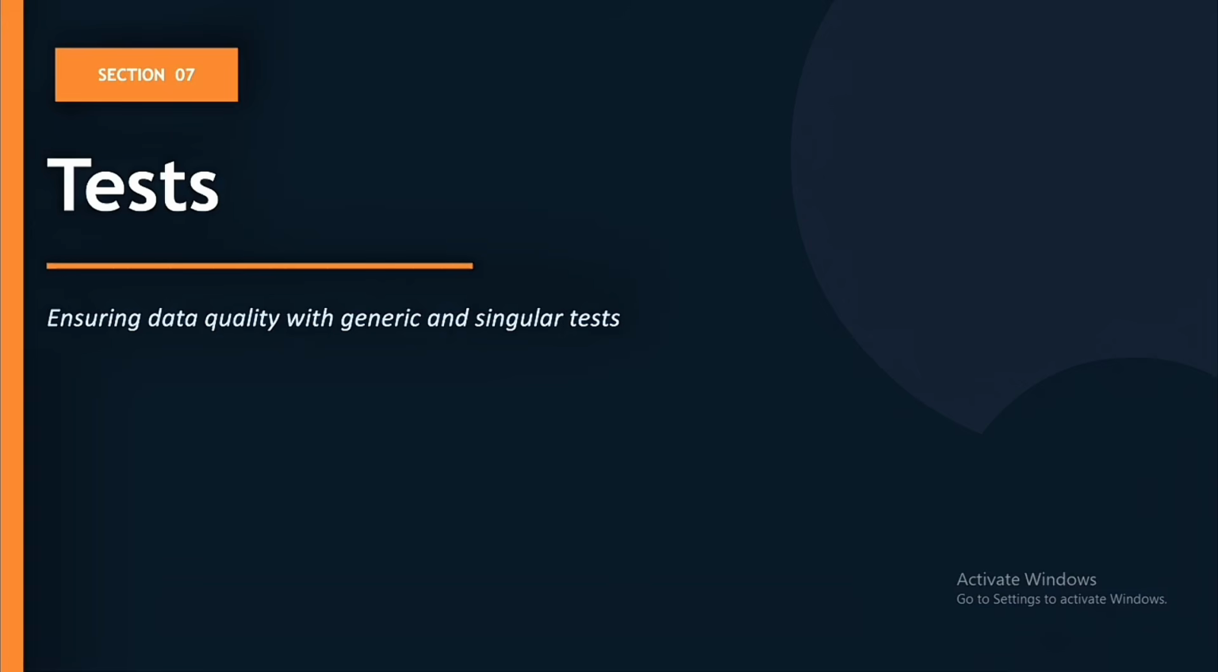DBT testing framework is one of its most powerful features. It lets you encode your expectations about the data as tests, and it verifies those expectations automatically every single time you run your pipeline. If something breaks, DBT tells you immediately, before bad data reaches your stakeholders. In this section we will make you a data quality engineer, not just a transformation engineer.